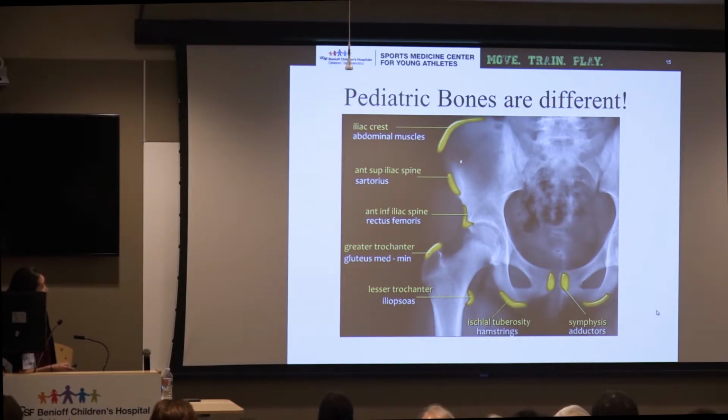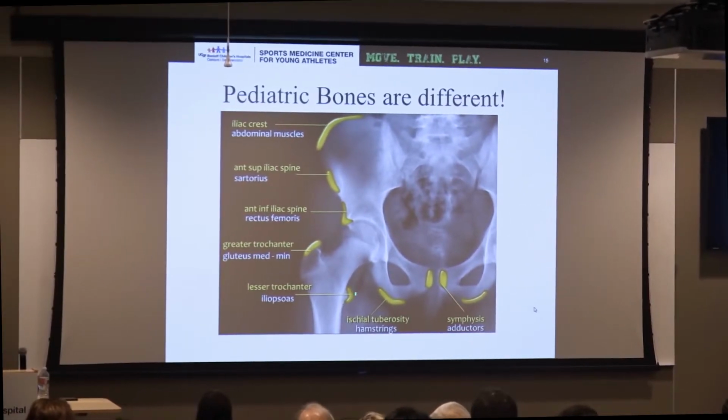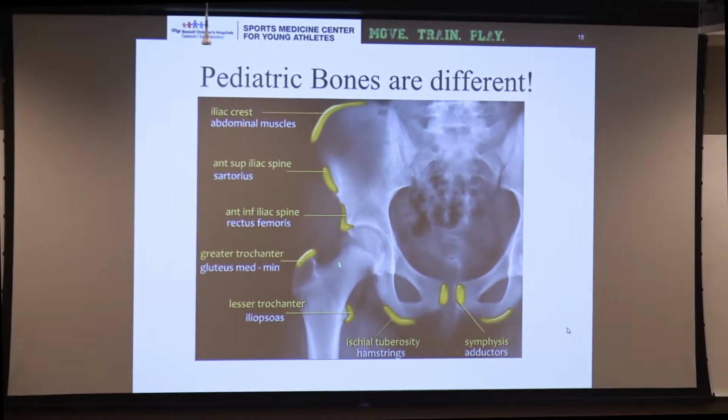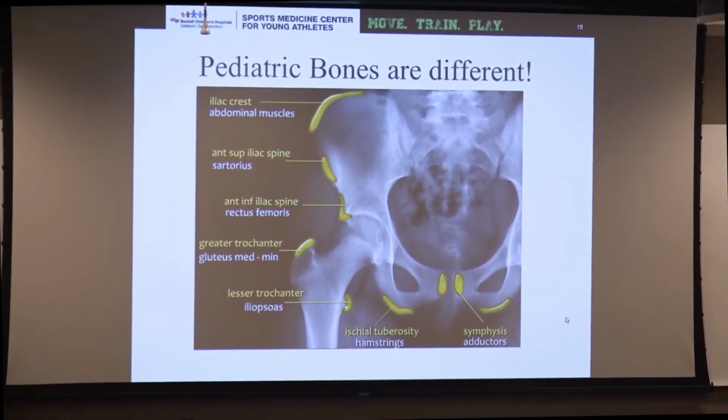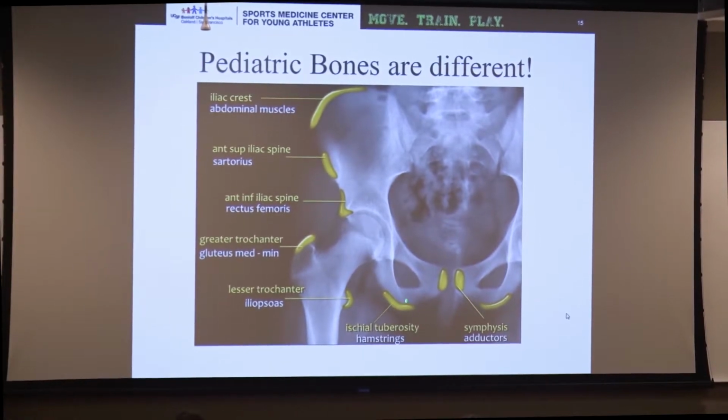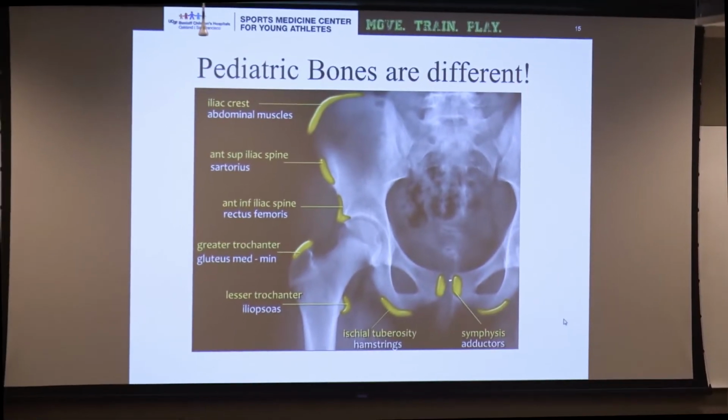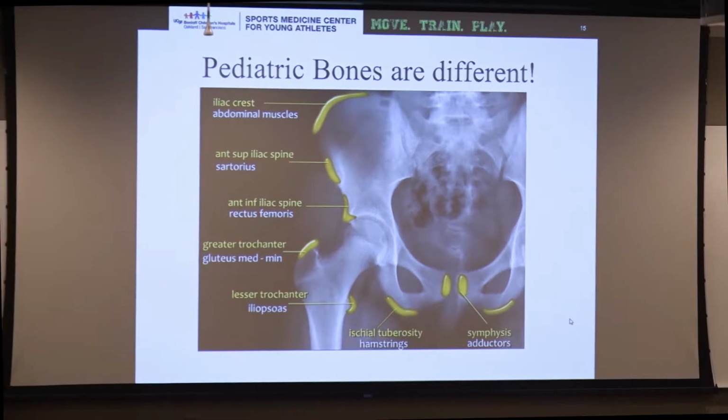Abdominal muscles attach here, your sartorius, rectus femoris, glute medius and minimus, iliopsoas. This happens a lot. Rupture of the hip flexor, iliopsoas, off of this lesser trochanter apophysis. And then you've got your hamstrings, very common, your adductors off the pubic symphysis.